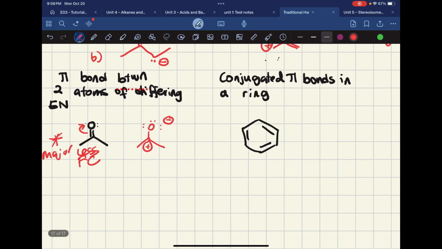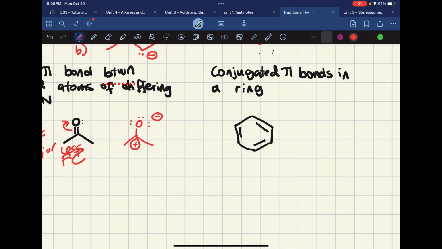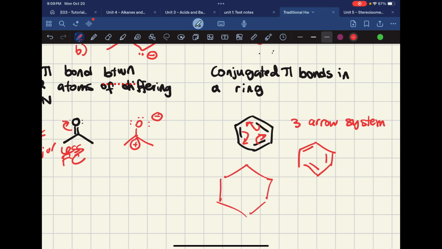Finally, let's look at the last pattern, which is conjugated pi bonds in a ring. This is quite simple, really. This is a benzene ring, and the pi bonds just hop around. So this pi bond can go here, this pi bond will then go there, and this pi bond will then go there. It's a 3-arrow system for a benzene ring. They're basically just interchanging locations. That's why we often denote benzene with a circle in the middle, right? Because the pi bonds are constantly and rapidly moving within the benzene ring.